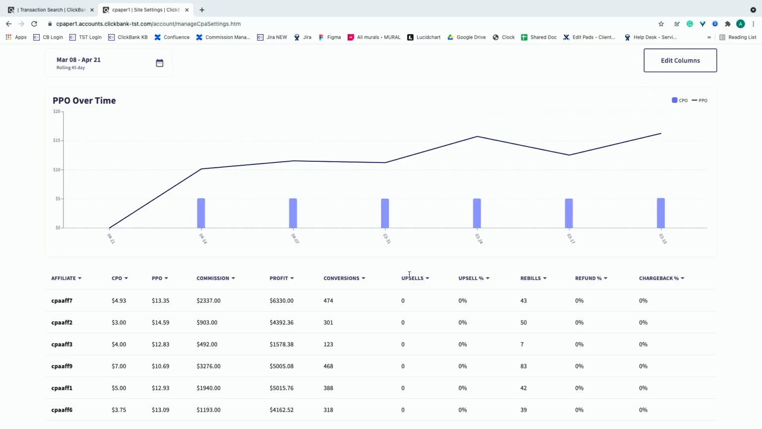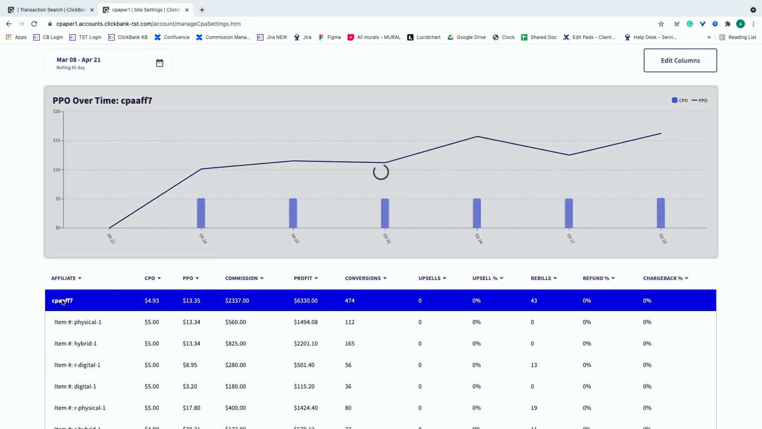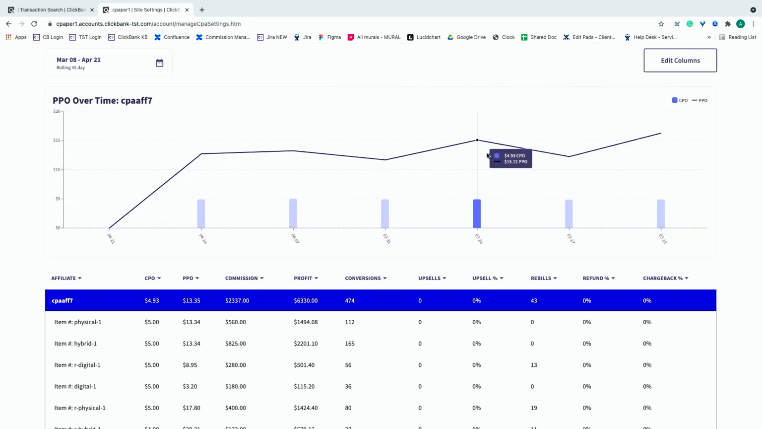Yeah. So you can see conversions, the initial sales, the upsells that came from those conversions. We also show an upsell take rate percentage. Oh. So the percentage of initial sales that took at least one upsell. And then the rebills associated with those transactions. And then we show a refund rate and chargeback rate to hopefully give the contextual information of why your profit is what it is for this affiliate. And then, so you can select the affiliate, which will change the graph.